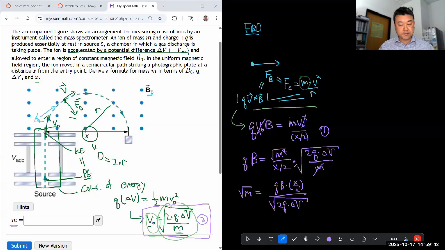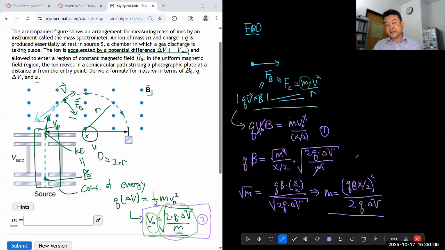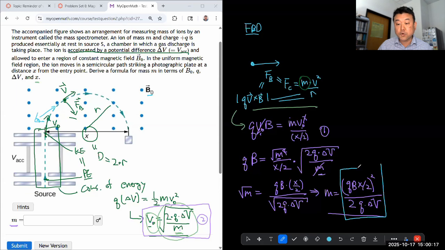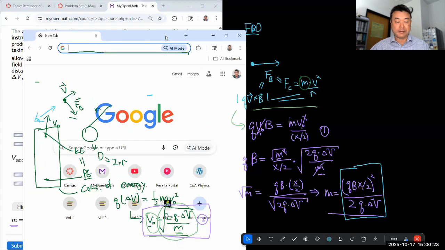To solve for m, you just take this whole thing and square the whole thing. That'll give you m is equal to qb x over 2, squared all together, divided by, now I just get rid of the square root, 2q times delta v. Here I can simplify a little bit and cancel some factors of q. Not strictly necessary, unlike here where it was strictly necessary to be able to solve for m. But from here, I'm satisfied that everything on the right hand side is in terms of known quantities, so I can just plug in the numbers. Let me do that.